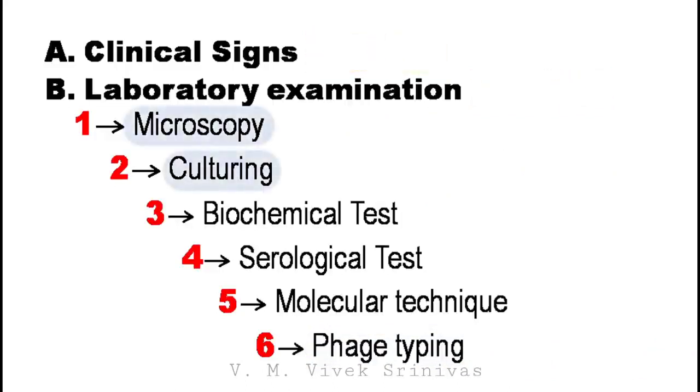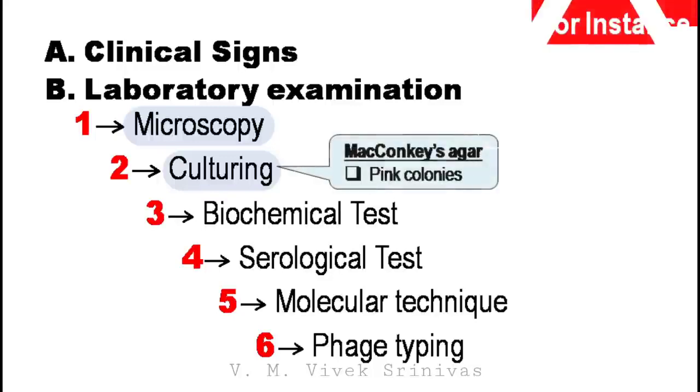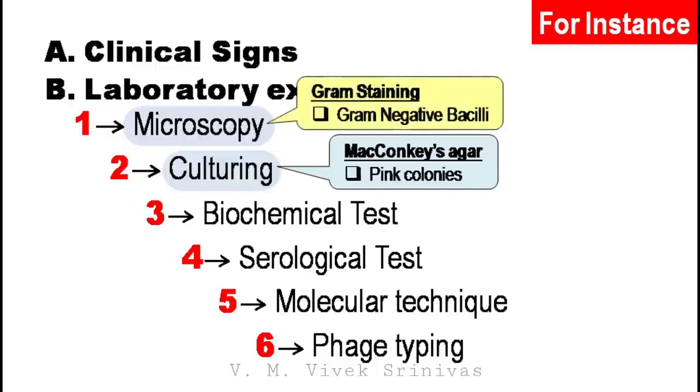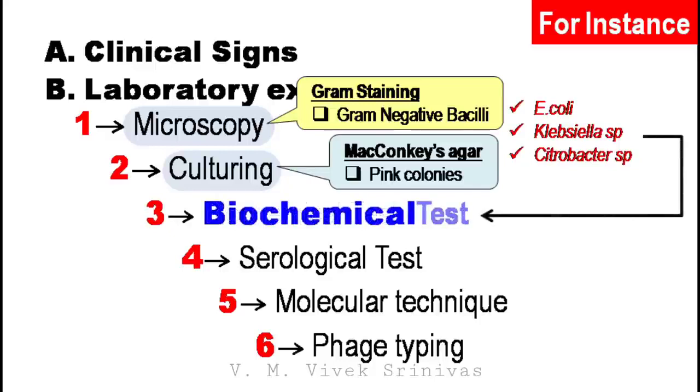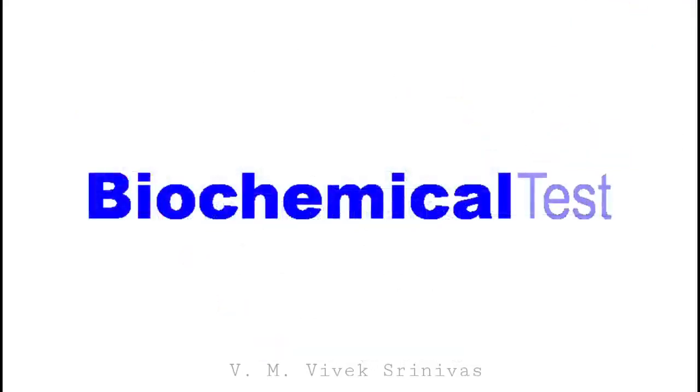Only by microscopic examination and by the culturing technique, the complete identity of the bacteria is not possible. For instance, bacteria producing pink colonies on the MacConkey's agar, when subjected to microscopic examination, will show gram-negative bacilli, which may be E. coli, Klebsiella, or Citrobacter. So, the genus and species level bacterial identification is achieved by subjecting the bacterial culture to various biochemical tests and other techniques.